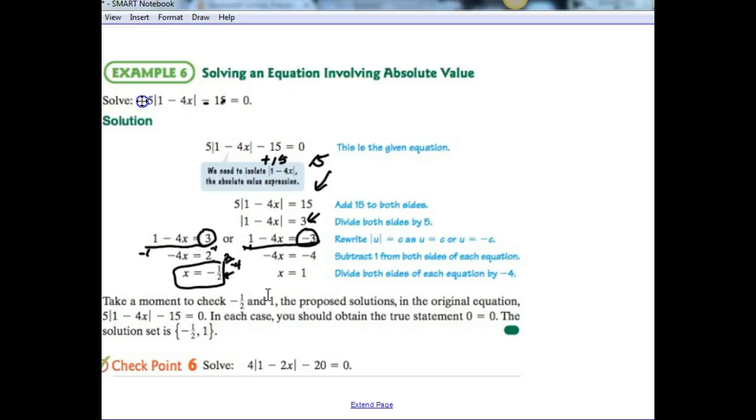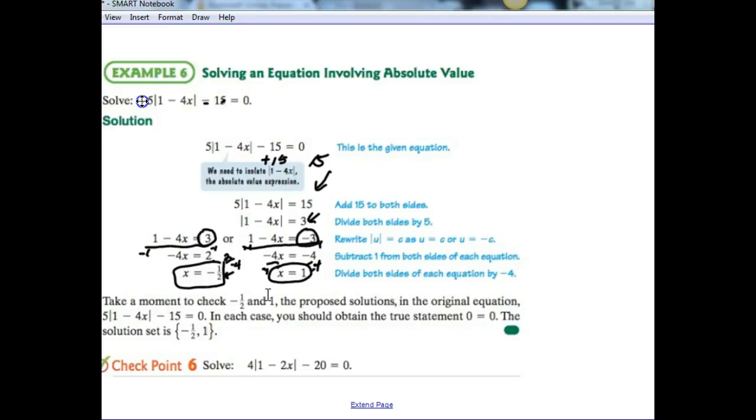The second one, by setting 1 minus 4x equal to negative 3, again, if I subtract 1, this time I get negative 4x equals negative 4. When I divide both sides by negative 4 here, I end up with x equals 1. Okay? So I end up with two different answers.